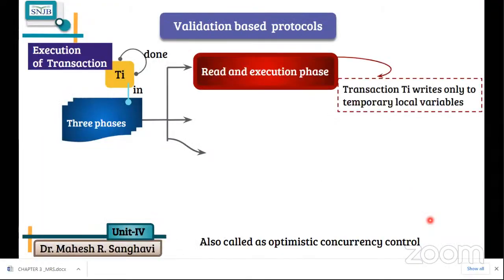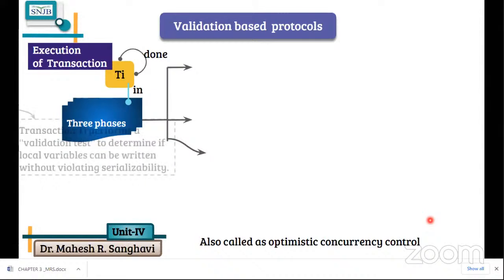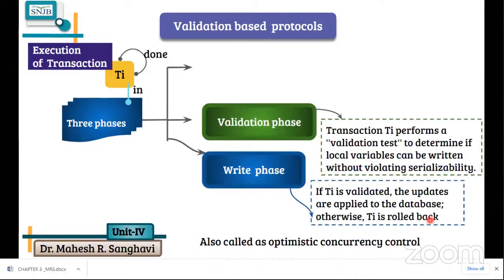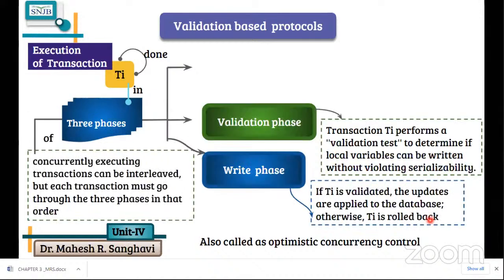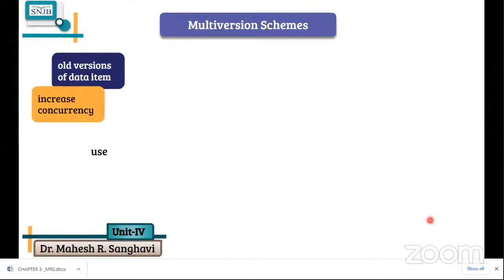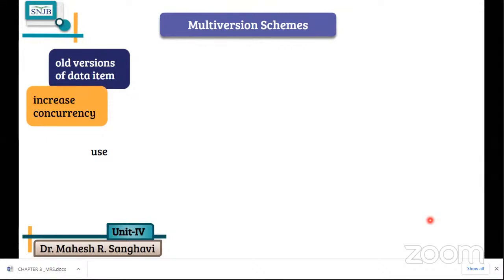First phase is read and execution phase, second phase will be validation phase, and the third phase will be write phase. Okay, so these 3 phases concurrently executing transactions can be interleaved, but each transaction must go through 3 phases, okay, in a specified order. So सबसे पहले आप लोगों को read and execute, then validation phase, and then write phase. I hope, dear students, this is quite straightforward protocol. It is only ensuring whether the given protocol is maintaining serializability or not.